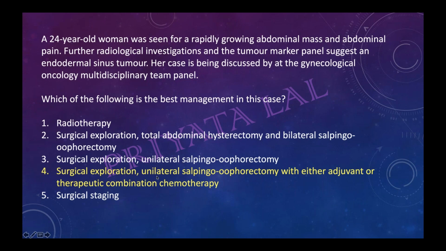That is complete surgical exploration, USO, with either adjuvant or therapeutic combination chemotherapy, because we will be able to know the type and grade of the tumor once the histopathology comes back, because right now we have only radiological investigation. So the answer will be 4. Three will be an incomplete answer. The surgical staging is again incomplete because you are doing more than that. Is it clear? Yes, ma'am.